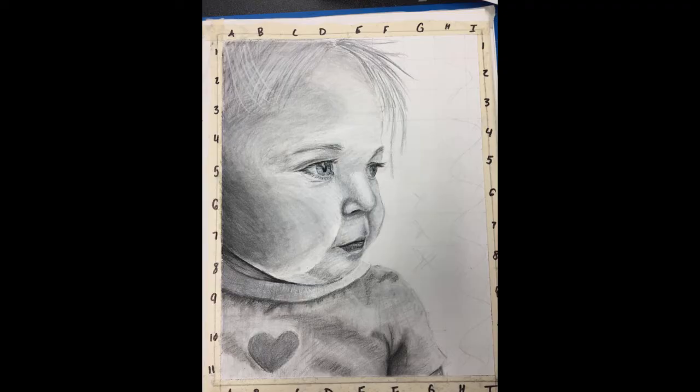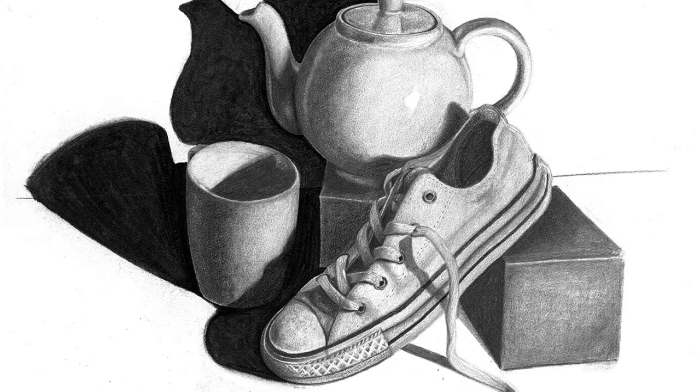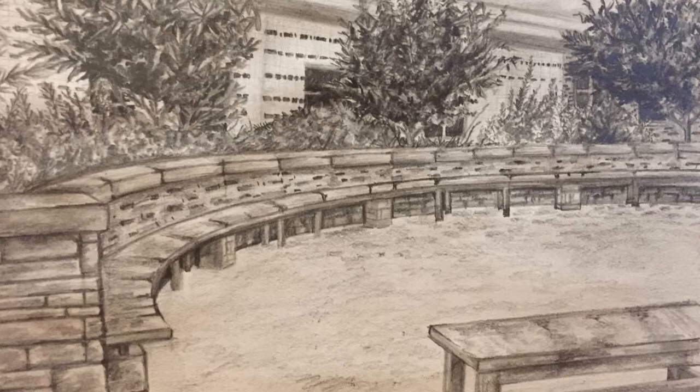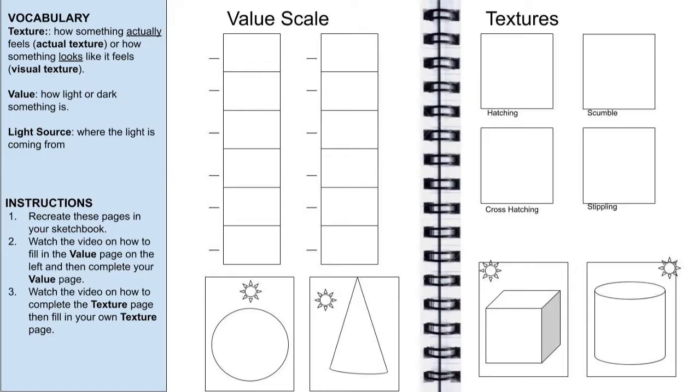Next, you'll see some images of really cool graphite drawings. Here you're going to see a portrait, a still life, and a landscape, all showing really good use of value, the lightness and darkness that you can get from your pencil, and texture, implied texture, visual texture. You will each create a graphite shading page and texture page that looks like this. If you're not sure how to do this and you want a step-by-step, keep watching and I'll help you out.